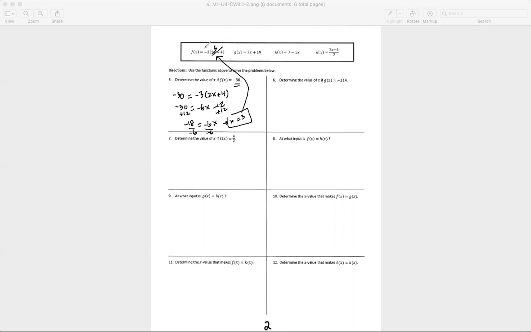This will be 10 multiplied by negative 3, which is negative 30. It does work. So for number 6, determine the value of x if g of x equals negative 114. Again, you can say 7x plus 19 equals negative 114 as g of x, or vice versa. You can flip them. Subtract 19, you get 7x equals negative 133, I believe.